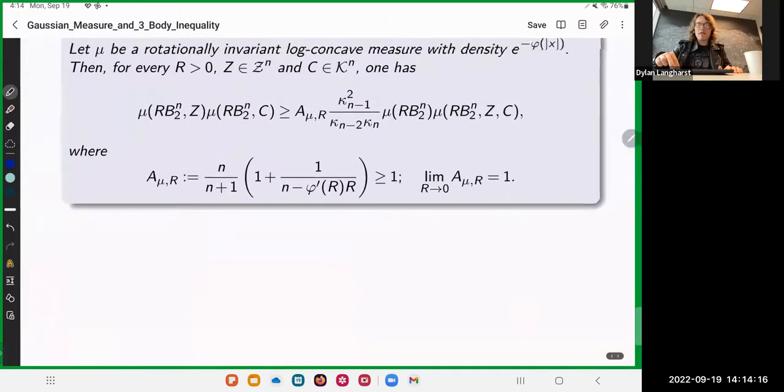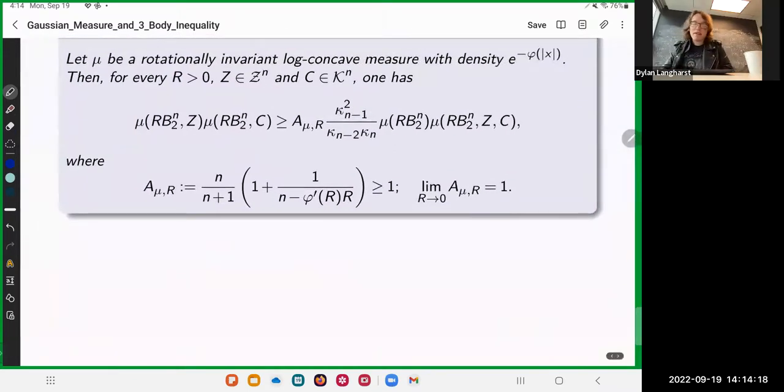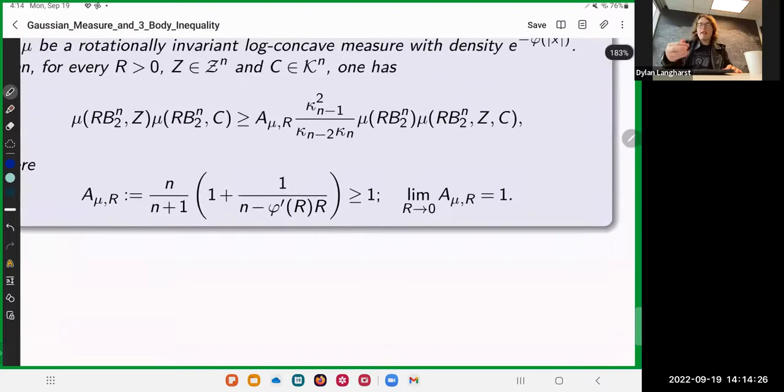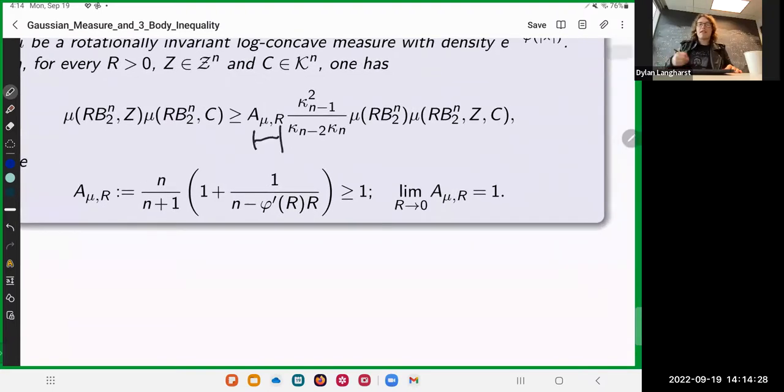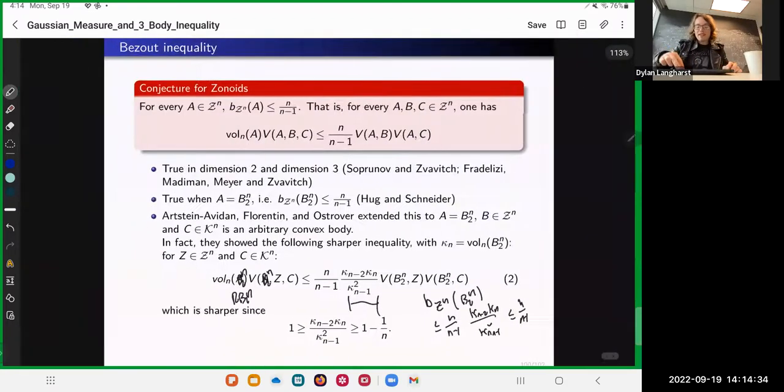But here, for a rotationally invariant log concave measure, it's not homogeneous. So we have to check it not on just R equals 1, but for all R. And we get a constant here that depends on R.